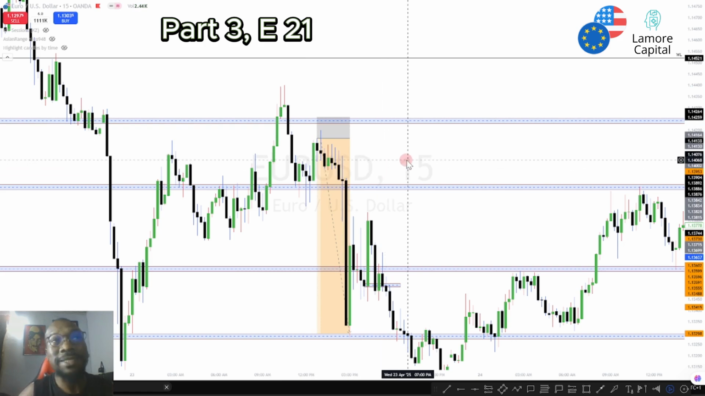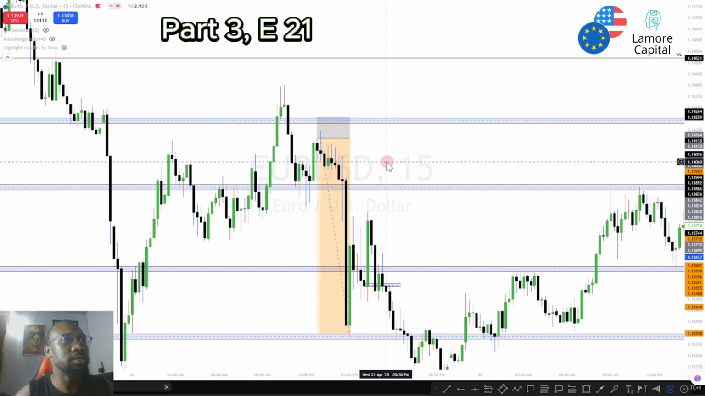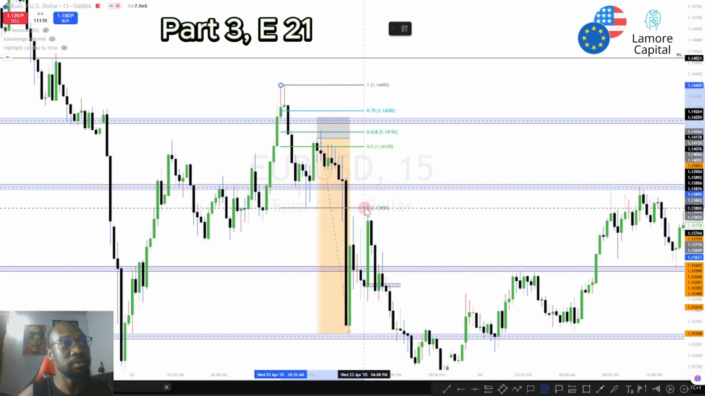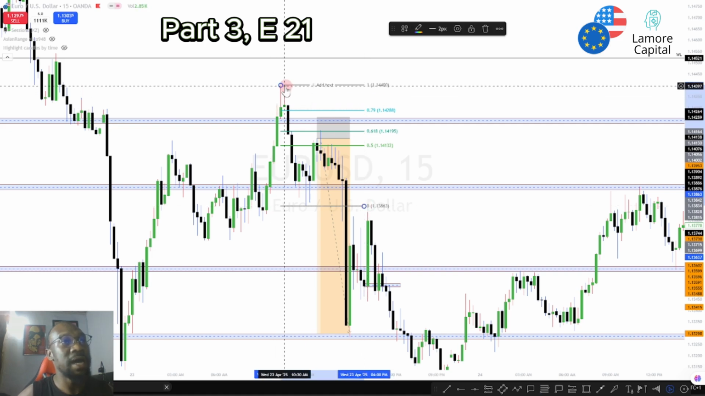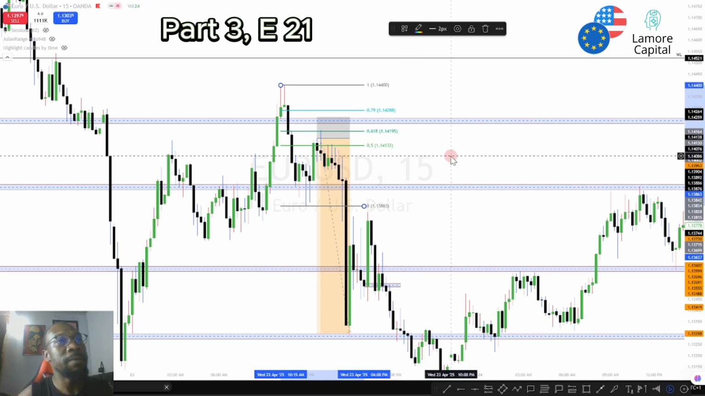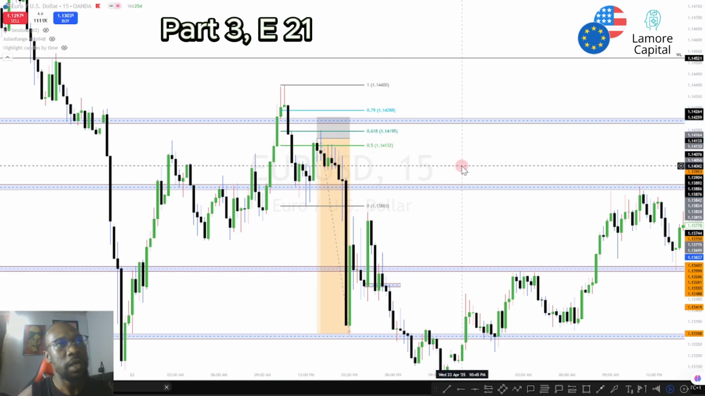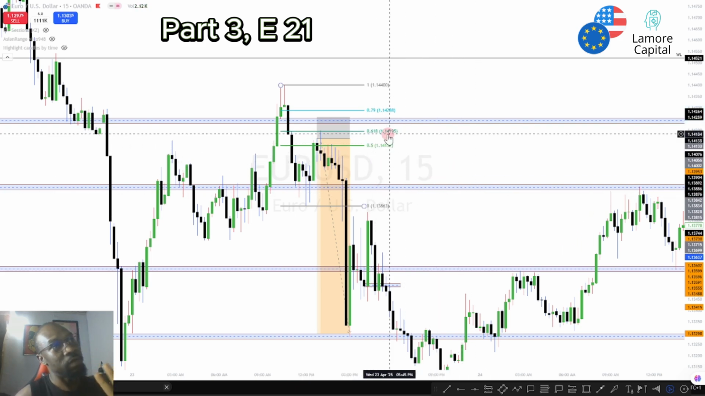So what did I do? My number one confluence is my OCL, that's SNR, that's MSNR, Malaysian SNR. My first confluence is to use my Fib level to know the retracement level of this particular candle. This is my high and this is my low, and I drew my Fib level from this high to this low. This is my 0.5 level and this is my 0.618 level.